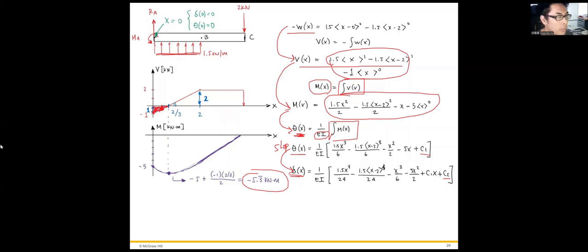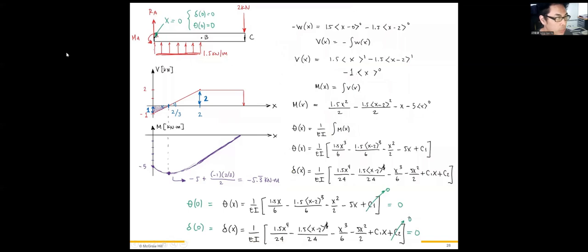Right now we can apply the boundary conditions. When x equals 0, the slope equals 0. When x equals 0, the deflection equals 0. So we can find the values of C1 and C2 are zeros. C1 equals C2 equals 0.